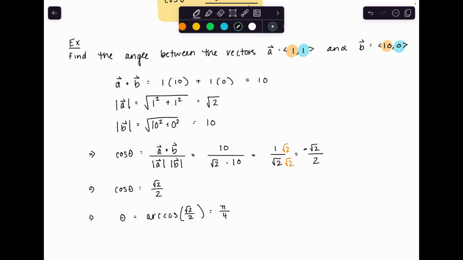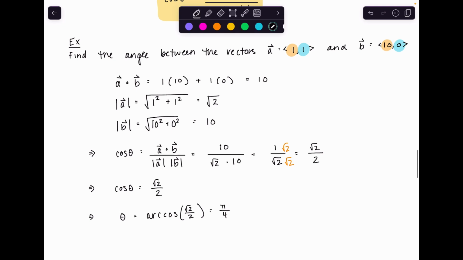If it happened to be that this was negative, that would mean it's the angle in quadrant 2, so that angle would be 3 pi over 4. So again, you want to be very comfortable with your trigonometry at this point. Okay.